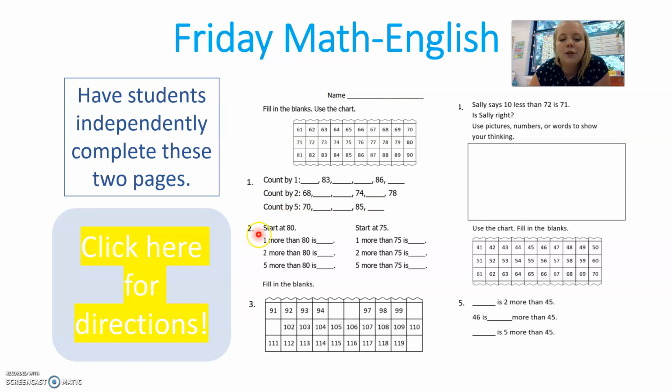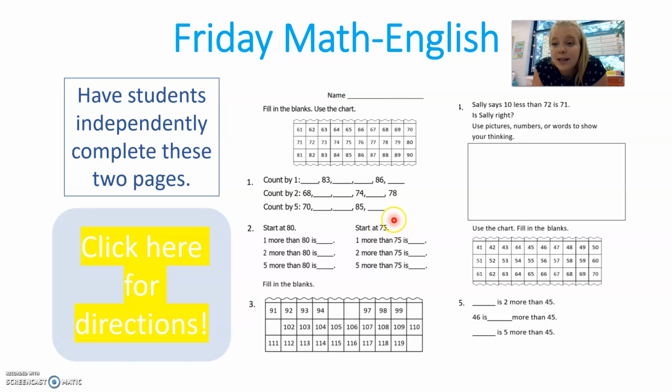All right, number 2, start at 80. So we're going to find 80 on the chart. It's right here. This one says, what is 1 more than 80? So find what 1 more than 80 is. Okay, once you find that, go back to 80. It says, what is 2 more than 80? And then once you find that, go back to 80 and tell me what 5 more than 80 is.